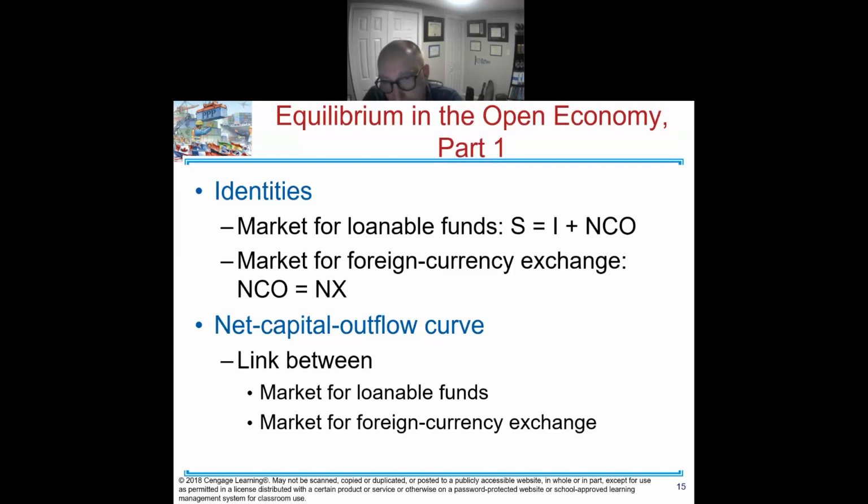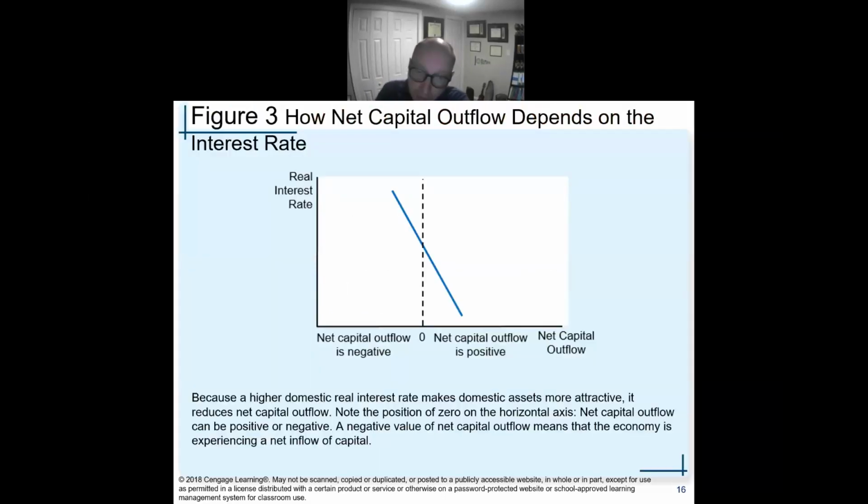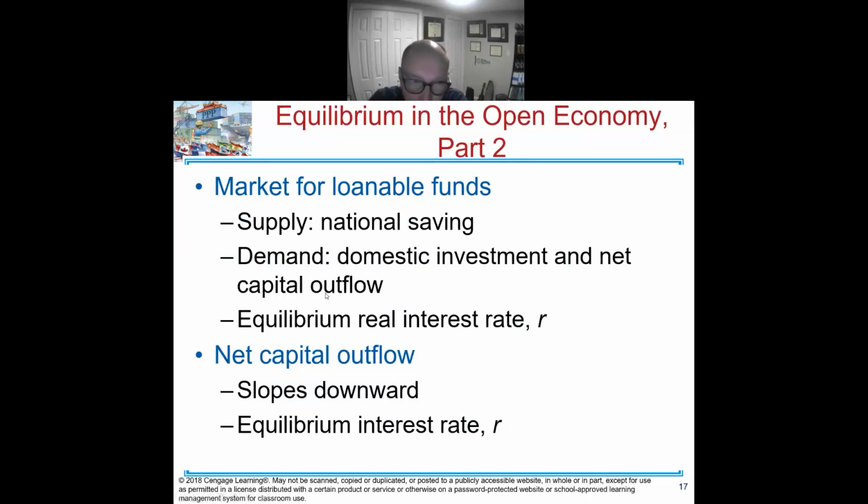Which also says that in the market for foreign currency exchange, net capital outflow equals net exports. So the net capital outflow curve is linked between the market for loanable funds and the market for foreign currency exchange. Equilibrium. And this is what it looks like graphically. Don't worry too much about that graph.